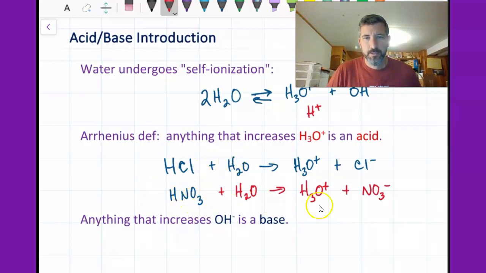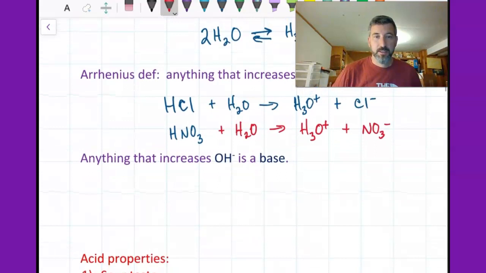We're forming again hydronium. The only difference between these two is we're forming nitrate as the negative ion because that was the negative ion in the HNO3. Okay, and then bases, according to Arrhenius, were anything that increase this other polyatomic ion, hydroxide. So anything that increases hydroxide is a base. Now, an Arrhenius base is very simply something that contains hydroxide.